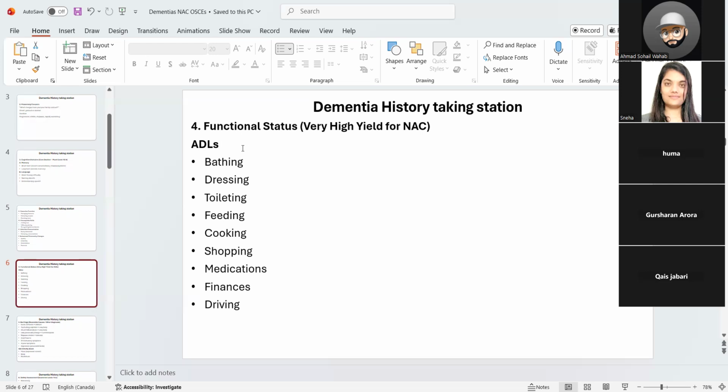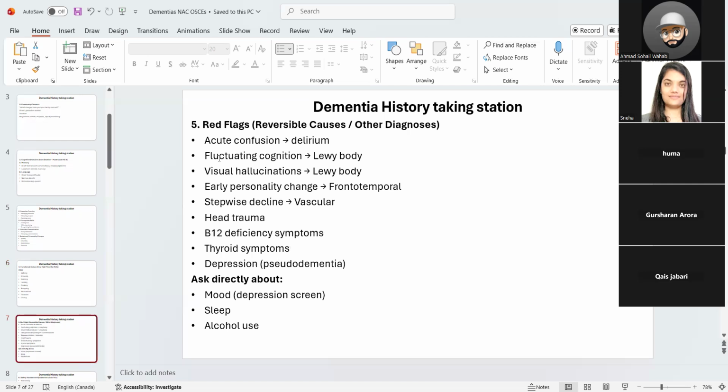They lose touch with the activities of daily life that they used to be able to do. It can include dressing, toileting, feeding themselves, cooking, bathing, shopping, going outside, keeping up with friends, etc. It can include a lot of things. So activities of daily living, make sure you're covering these when you're taking history from patients with dementia.